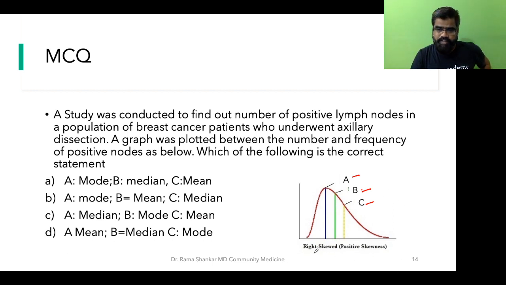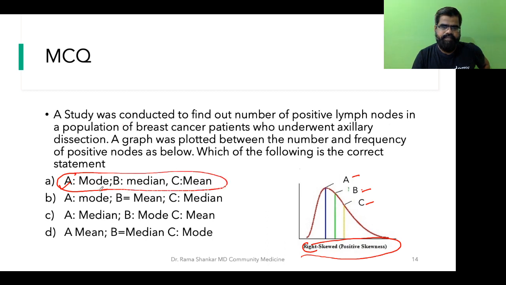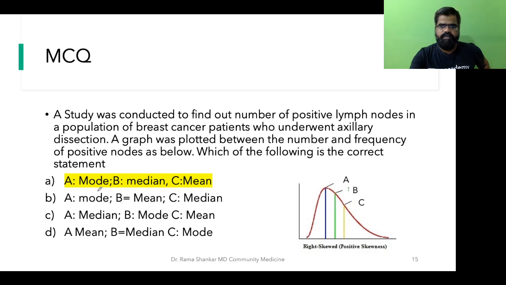And thankfully the image also gives that this is positive skew. Now, if you understand positive skew, you will be able to answer this question. So, what do you think? What is A? What is B? And what is C? Just think. Okay, let's take this. So, the answer to this question, students, is A. Now, let's try to understand this.